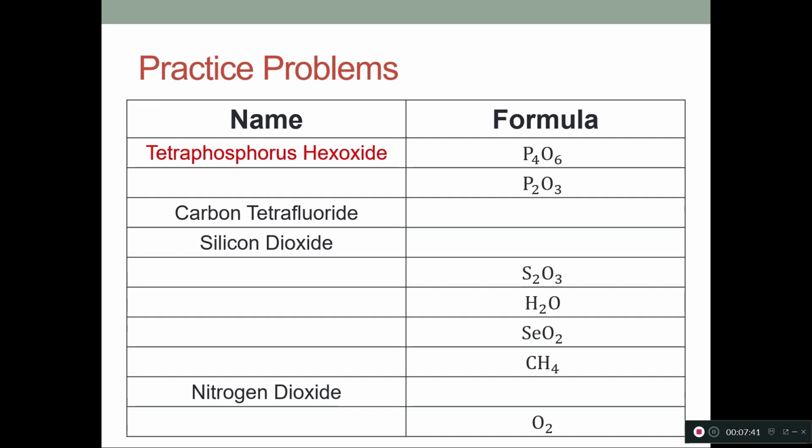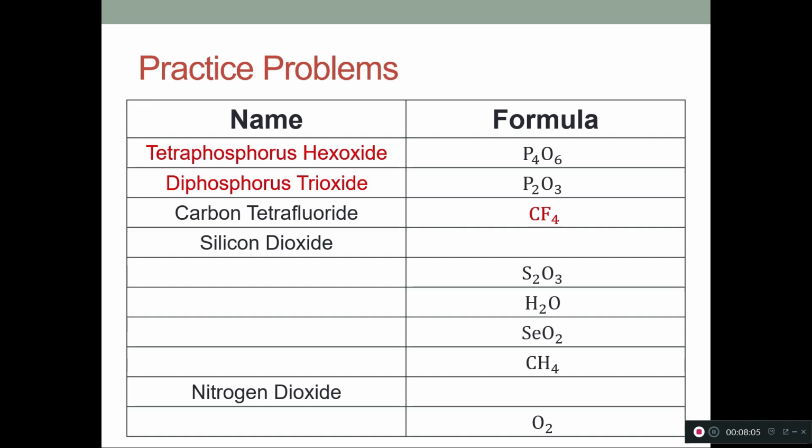The next one, we have 2 phosphorus and 3 oxygen, so that would be diphosphorus trioxide. The next one, we have carbon tetrafluoride. So again, there is no mono prefix in front of the carbon, but we know that there's just one because there's no prefix in front of it. Then tetrafluoride tells us that we have 4 fluorines, so that'd be CF4.